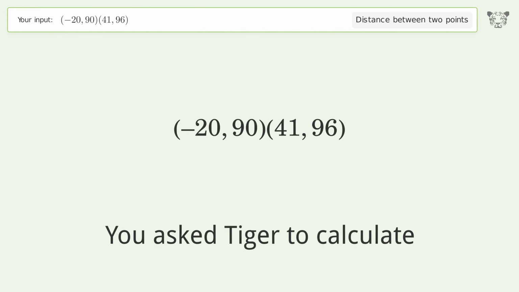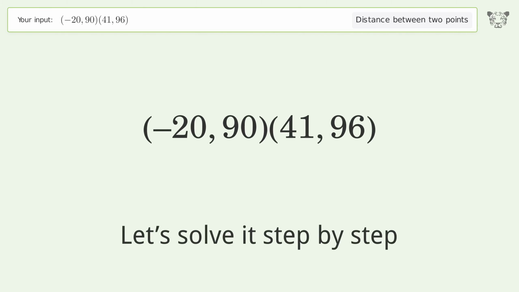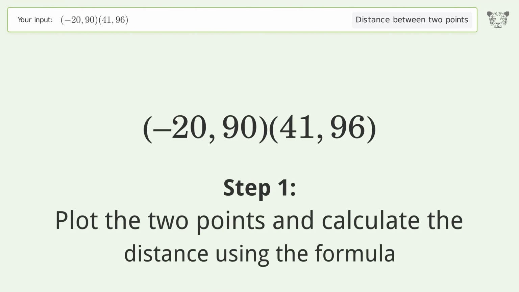You ask Tiger to calculate the distance between 2 points. The distance between the 2 points is the square root of 3757, or 61.294. Let's solve it step by step. Plot the 2 points and calculate the distance using the formula.